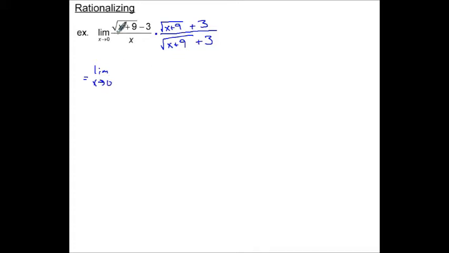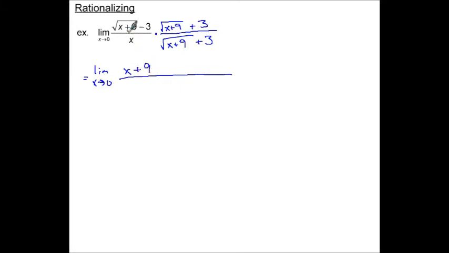I'm going to FOIL the numerator, but remember, I'm foiling conjugates, so if you remember conjufoil, I really only have to do the F and the L part because the O and the I are going to cancel. So here we go. The root of x plus 9 times the root of x plus 9 gives me a nice clean regular x plus 9.